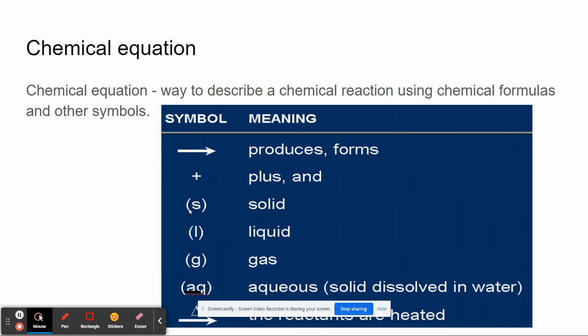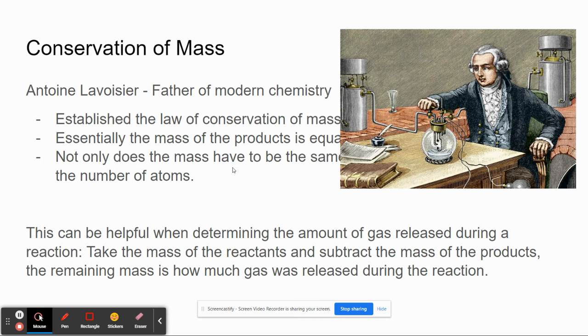When you see something in parentheses, it's just telling you the state of matter it's in. The only one that's a little bit goofy is aqueous. Aqueous just means it's a solid, but it's dissolved in water. So when you see something that says AQ, you're like, what the heck? I know it's solid, liquid, gas. That makes sense. Aqueous just means it has been dissolved in water. So you'll have water present as well, but it'll be dissolved in water.